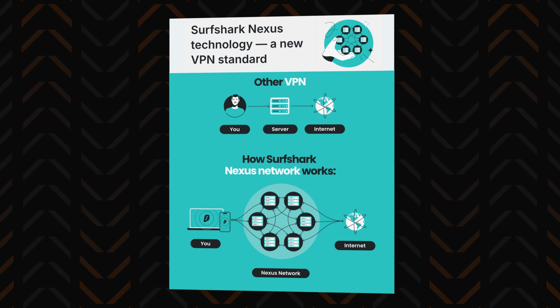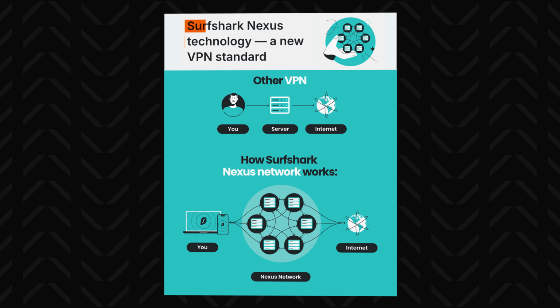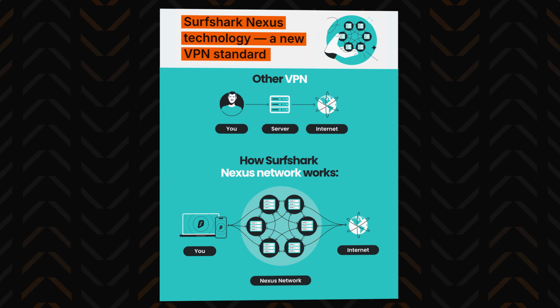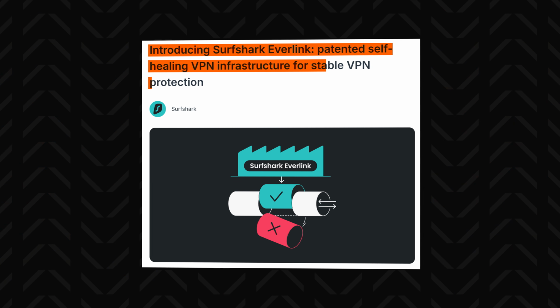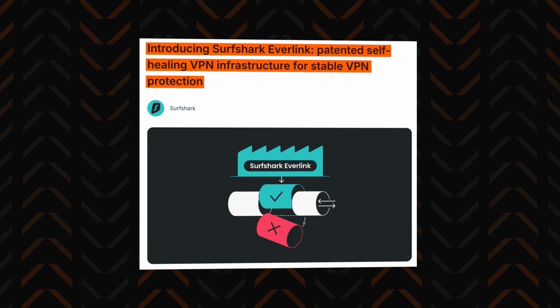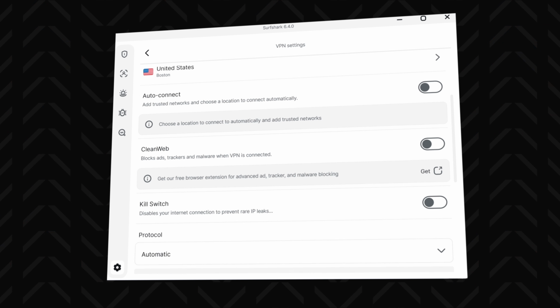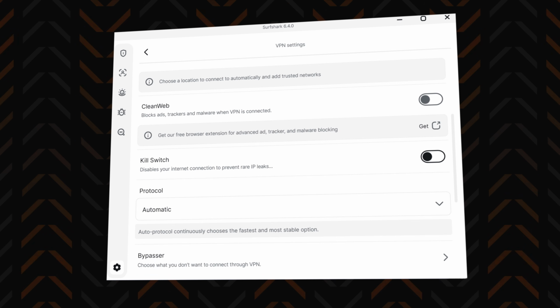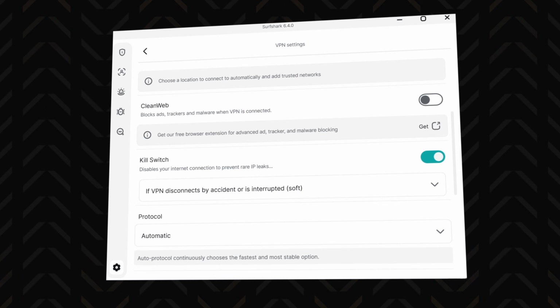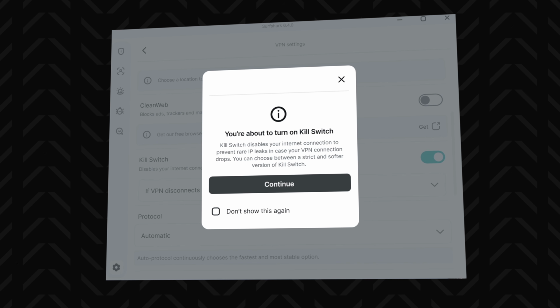While Surfshark was speedy from the beginning, I feel like the connection stability improved a lot over the last few years. I first noticed a difference back when Surfshark pulled all of the servers into one network with the Nexus update, and recently they introduced the Everlink self-healing technology for the same purpose. The kill switch kicks in much less because of this too. It's the feature that disables internet access if the VPN connection drops. Either way, I recommend turning it on for extra safety.